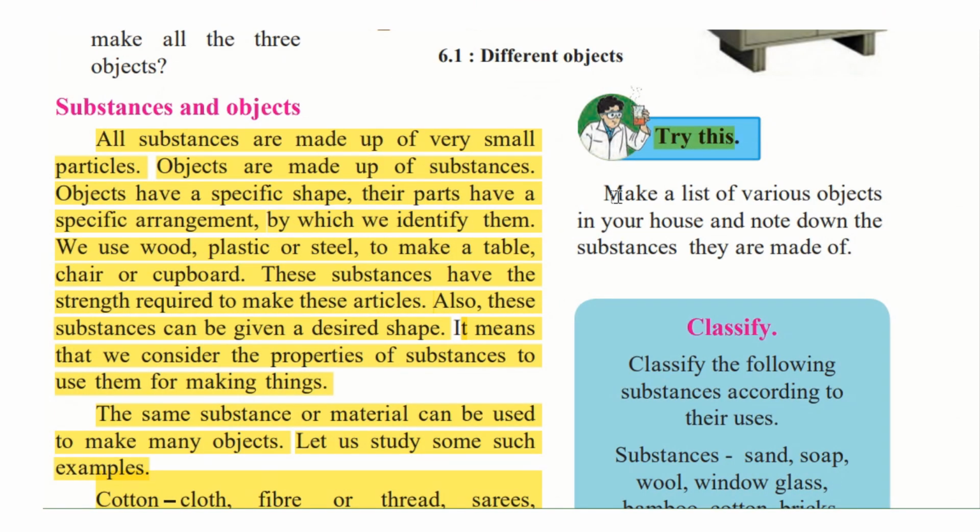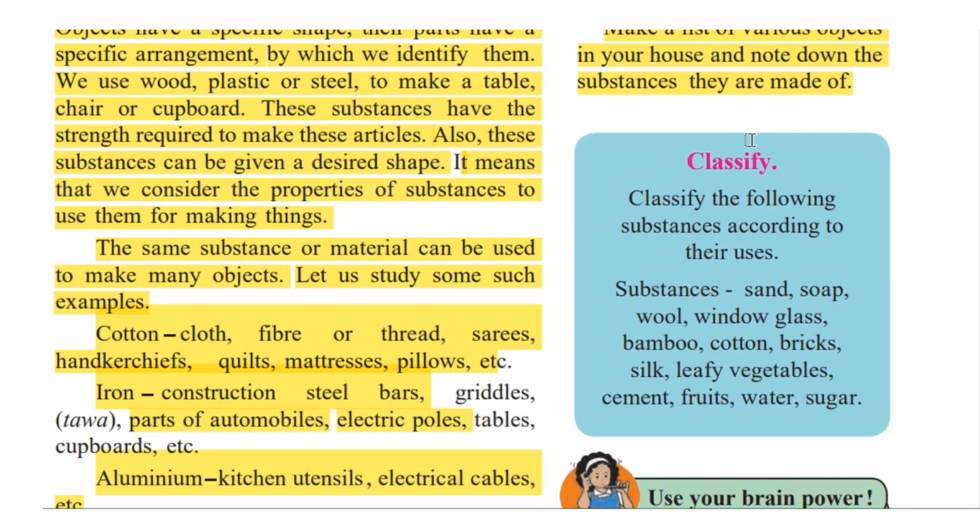Try this. Make a list of various objects in your house and note down the substances they are made of. So you can look out for many things. You may have thousands of things around your house: furniture, artwork, books, paper, so many things. So make a list of these objects first, and then in the next column beside it, write down what these things are made up of, and then you can classify them.